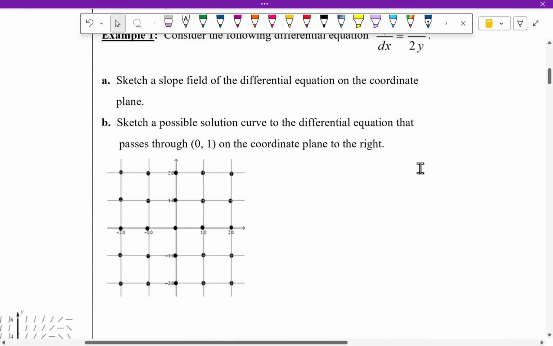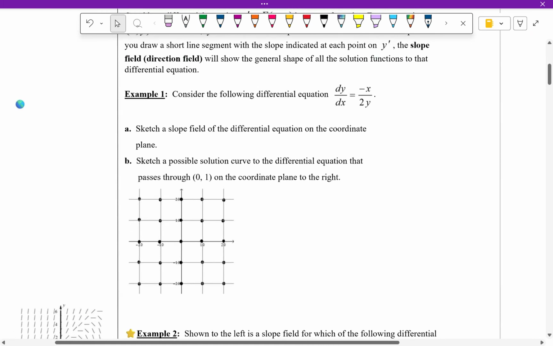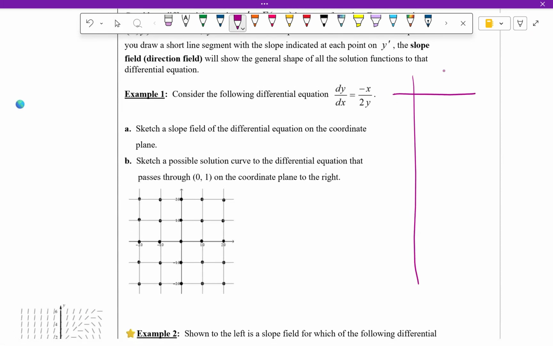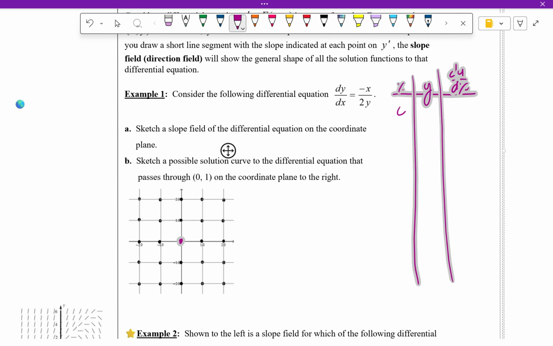All right, so I am just going to start picking values and start plugging in, okay? So I'm going to draw myself a nice little table over here, okay? So I'm going to have the x, I'm going to have the y, and I'm going to have dy/dx. So I'm going to start with this point right here, 0, 0. Okay? So I'm going to plug 0 in for x, and 0 in for y.